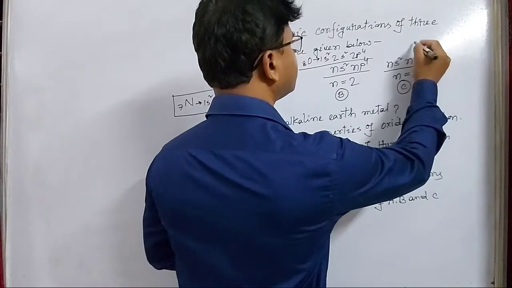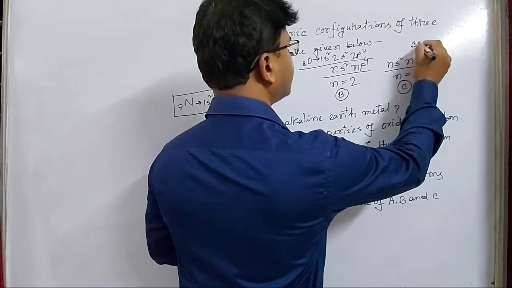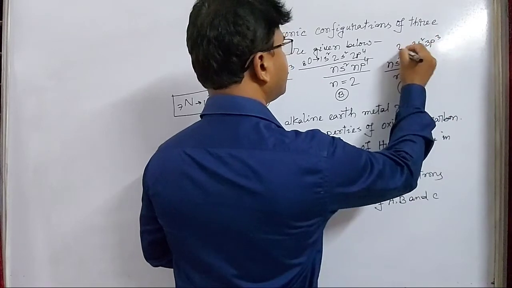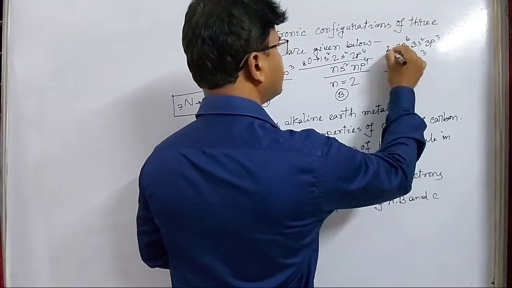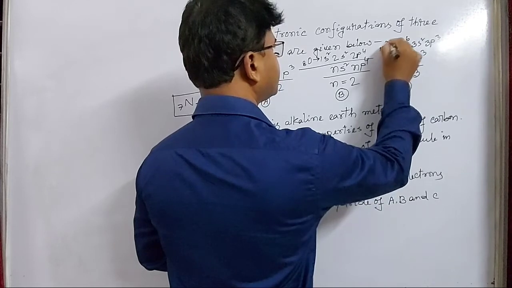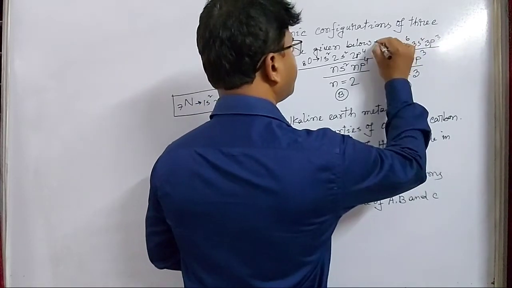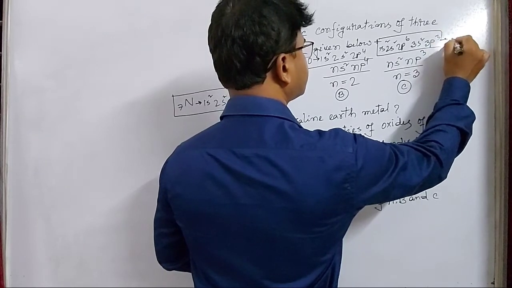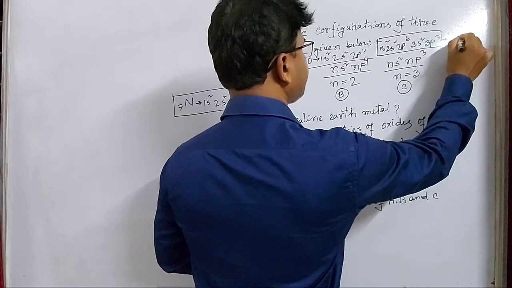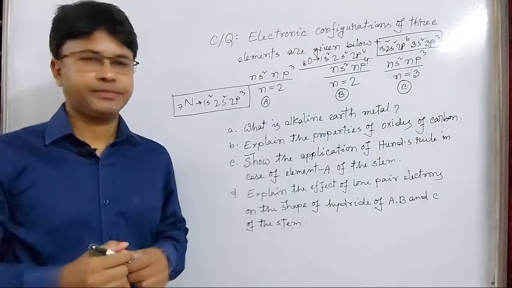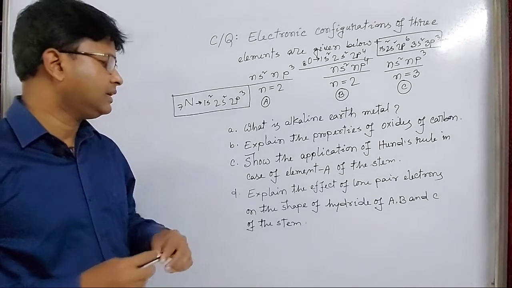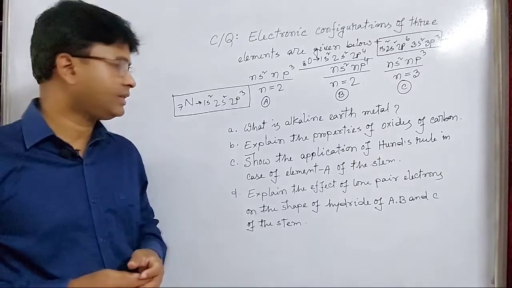Again, 3s2 3p3 2p6 2s2 1s2, that is 15 electrons. You know that 15 electrons means this is phosphorus. And based on this stem, 4 questions are given.